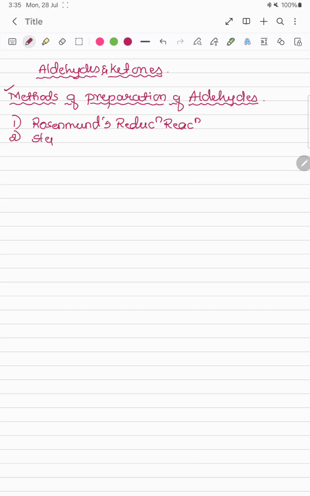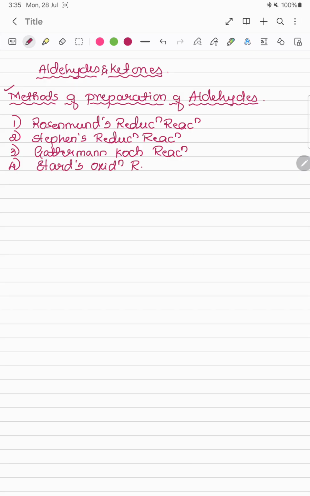Second, we can prepare it from Stephen's reduction reaction. Third, we can prepare it from Gattermann-Koch reaction. Fourth, we can prepare it from Etard's oxidation reaction. Fifth, we can prepare it by side chain chlorination method.